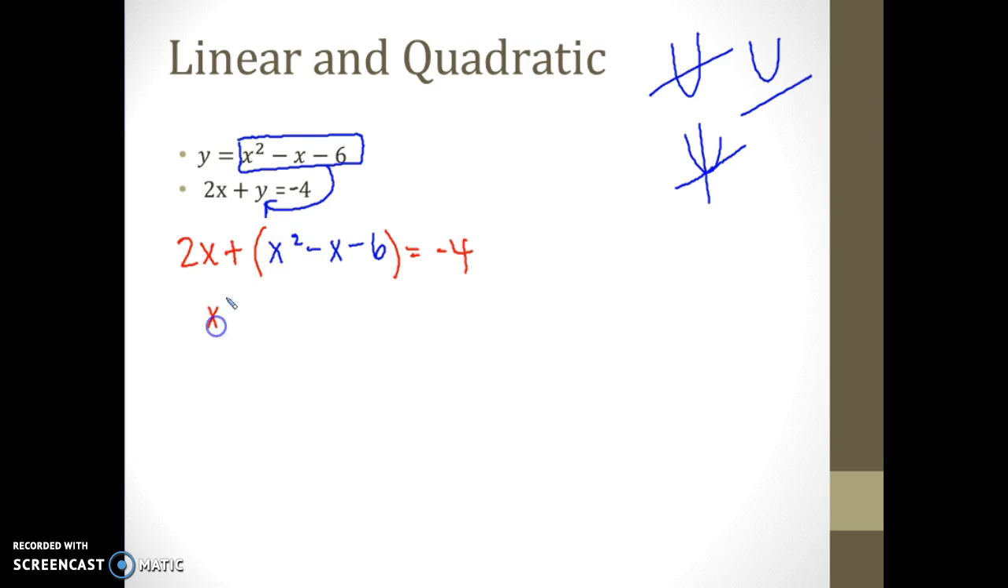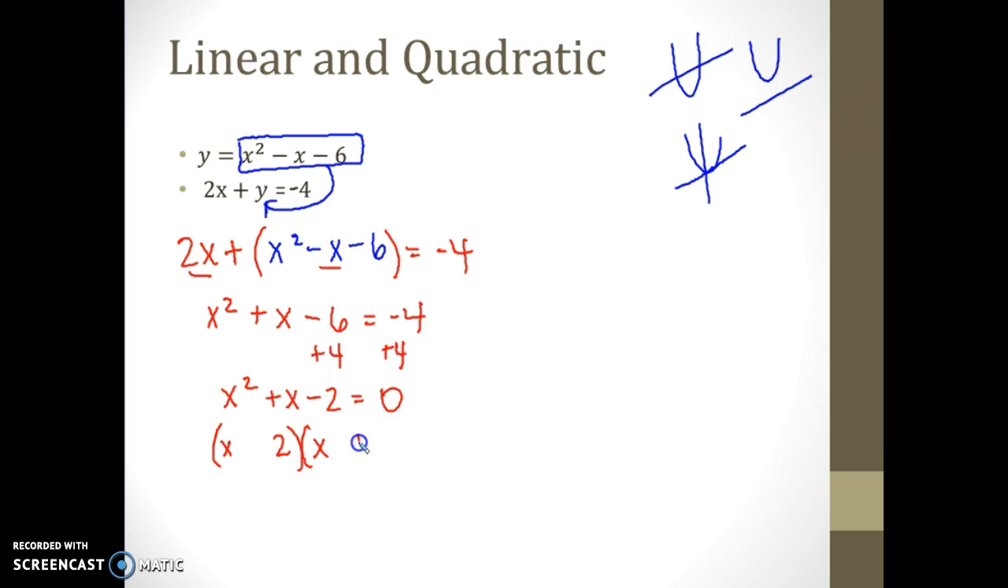So nothing goes with x squared. And then I have 2x and negative x, and that gives me a positive x. And then I have the minus 6 equals negative 4. And then to solve this, because it's a quadratic, I need to set it equal to 0. So I'm going to add 4 to both sides. So we get x squared plus x minus 2 equals 0. This is factorable. It's a plain Jane trinomial, so I want to multiply to negative 2, but add to 1. And so my only factors of 2 are 2 and 1. And I need one positive, one negative. So I'm going to have a positive 2, negative 1. And then to solve, I just change their signs. So I get x equals negative 2 and x equals positive 1.